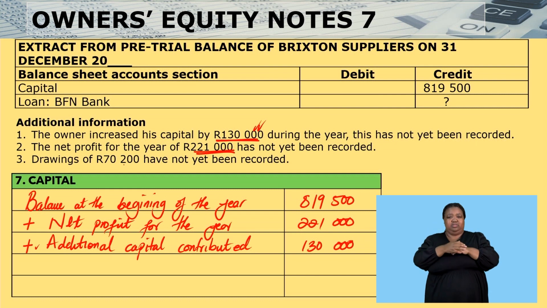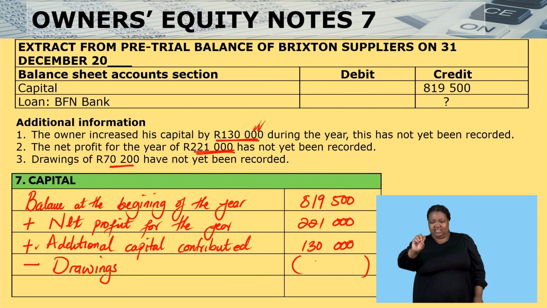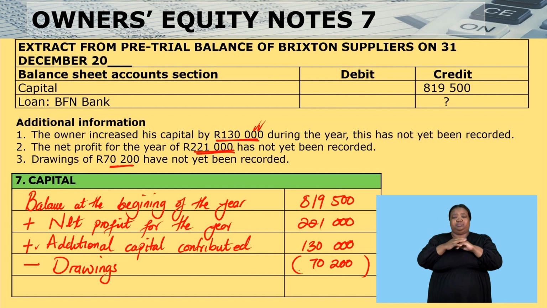I am given drawings of 70,200, and that has not been recorded. Drawings decrease owner's equity. So when I come here, I'll say minus drawings. And my drawings is 70,200. So if I'm subtracting, I'm going to put my bracket, 70,200. That is my drawings.